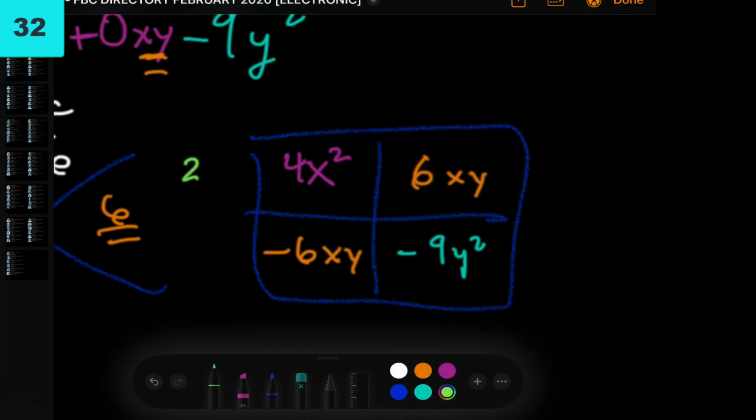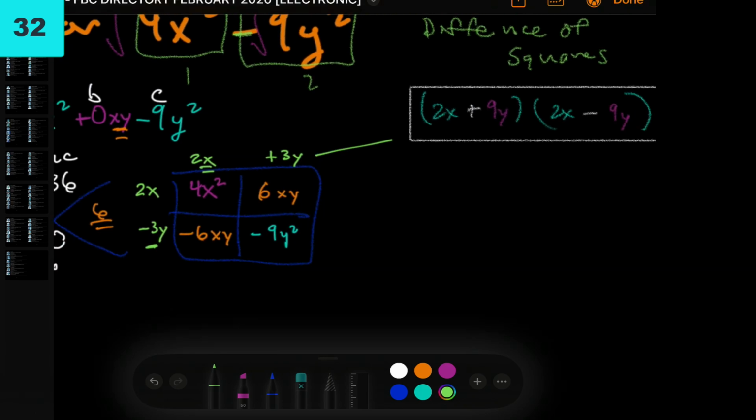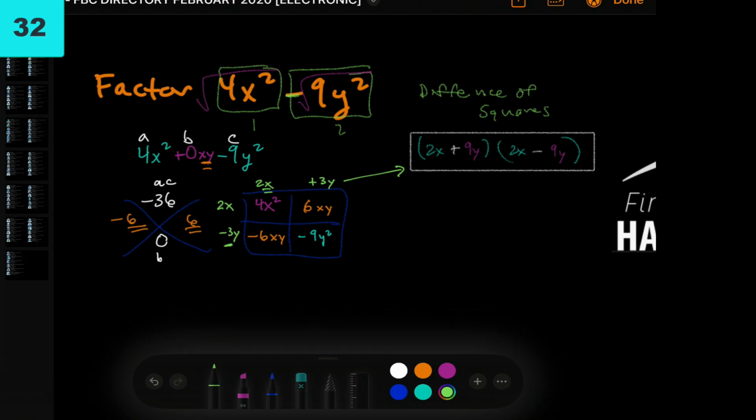So I'm going to have 2x and 2x. Then on the top there, 2x times something. This will be, pay attention, negative 3y. This one will become a positive 3y. There in green is the same thing that I have over here. Okay, a little bit tricky with two variables, but I think two ways you can get it.